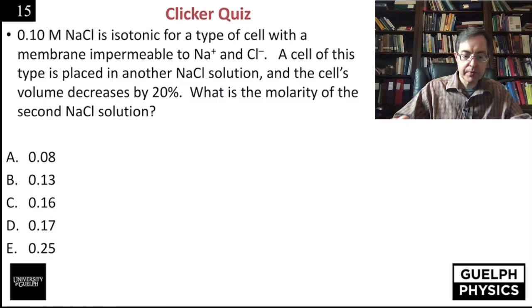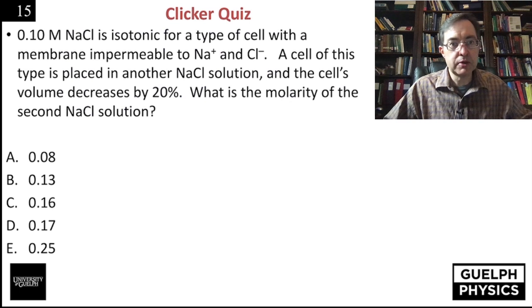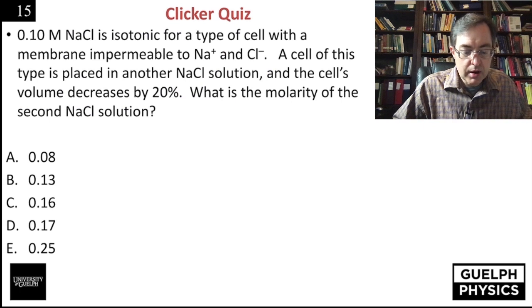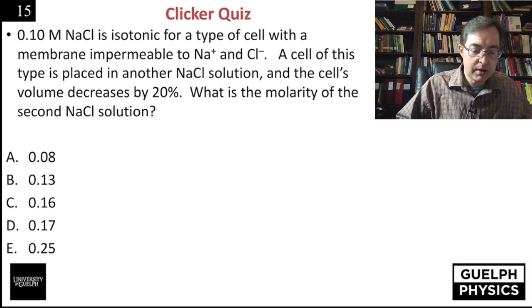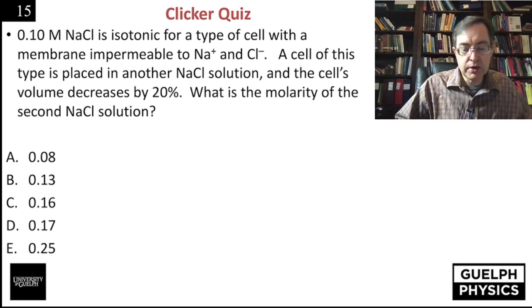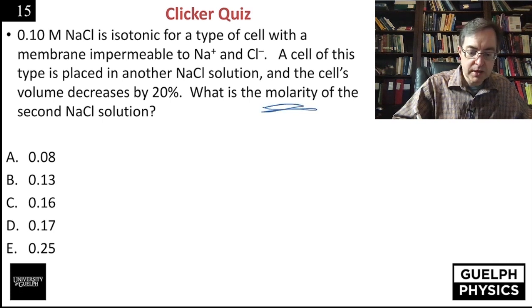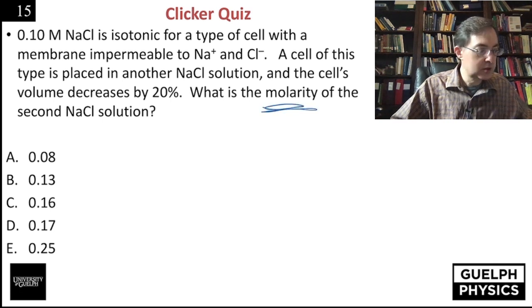All right. Let's do a similar problem here. You have an isotonic sodium chloride solution, and you have a cell whose membrane is impermeable to sodium and chloride, okay? And then a cell of this type is placed inside another sodium chloride solution, and the cell's volume decreases by 20%. And the question asks, what's the molarity of the second sodium chloride solution?